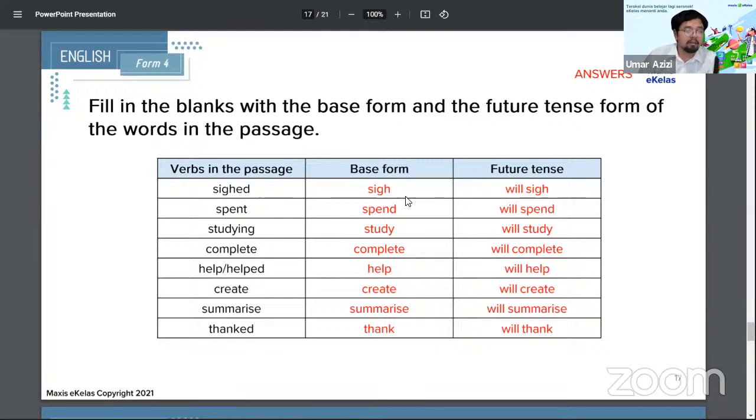Then you have studying, base form study, removing the ing. The continuous form is studying, base form is study, future tense will study. Complete, base form same, complete, future tense will complete. Help or helped, base form is help, future tense is will help, and you already have the past tense, helped. We have create, base form create, and future tense add will to it, so will create. Summarize, base form summarize, and in future tense, you already know this, I've been repeating it from the get-go. Just add a will, it becomes will summarize.